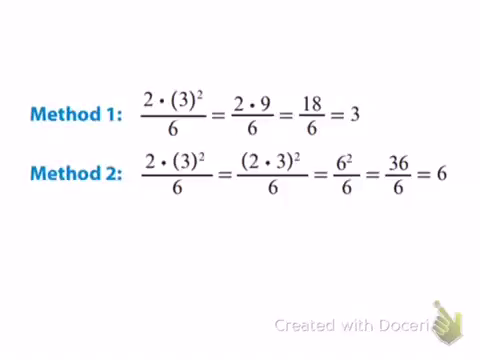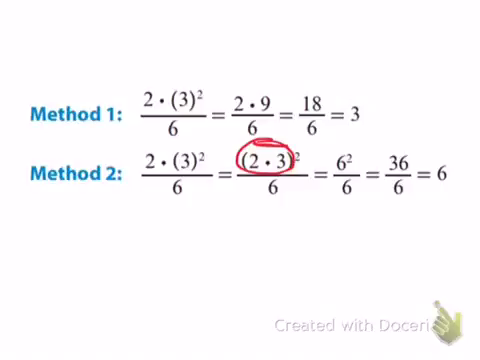In the bottom, it looks like they did what first? They multiplied the 2 and the 3 first, right? They multiplied here first. 2 times 3 is 6. Then they did the exponent, 6 squared over 6. You get 36 divided by 6 equals 6.